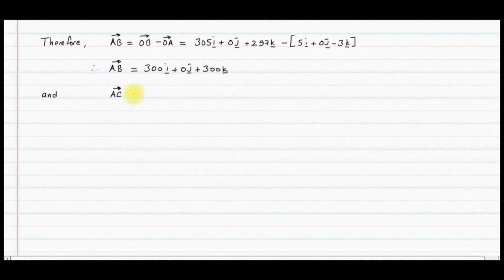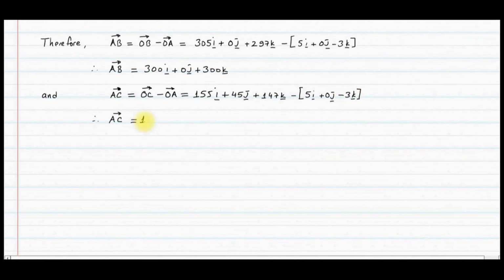And the vector AC is equal to the vector OC minus the vector OA, which is equal to 155i plus 45j plus 147k minus (5i plus 0j minus 3k). Therefore, the vector AC is equal to 150i plus 45j plus 150k.